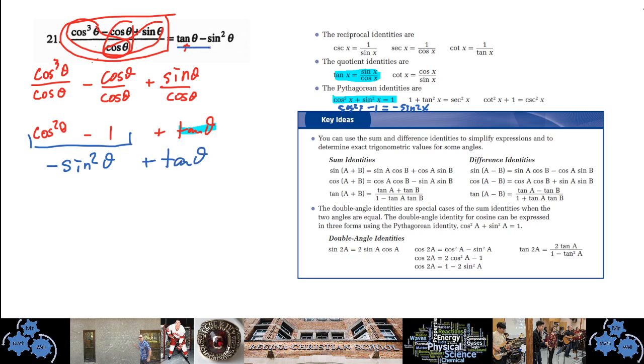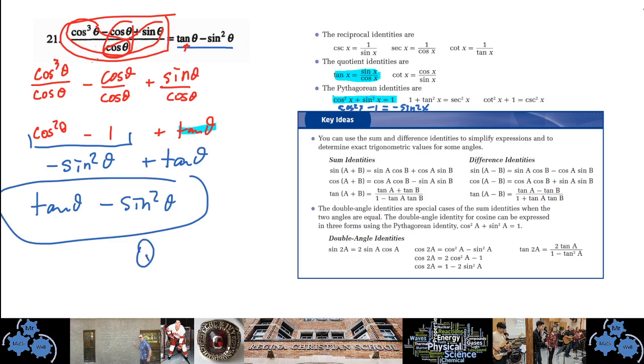And of course, we just simply rearrange that side, and we have tan theta minus sine squared theta, and that's what we're looking for. Okay, so a little bit of a tricky thing here, right? And again, cos squared theta minus 1 is not quite the same as 1 minus cos squared theta. It's similar, but you have to add a negative there to make that equal.